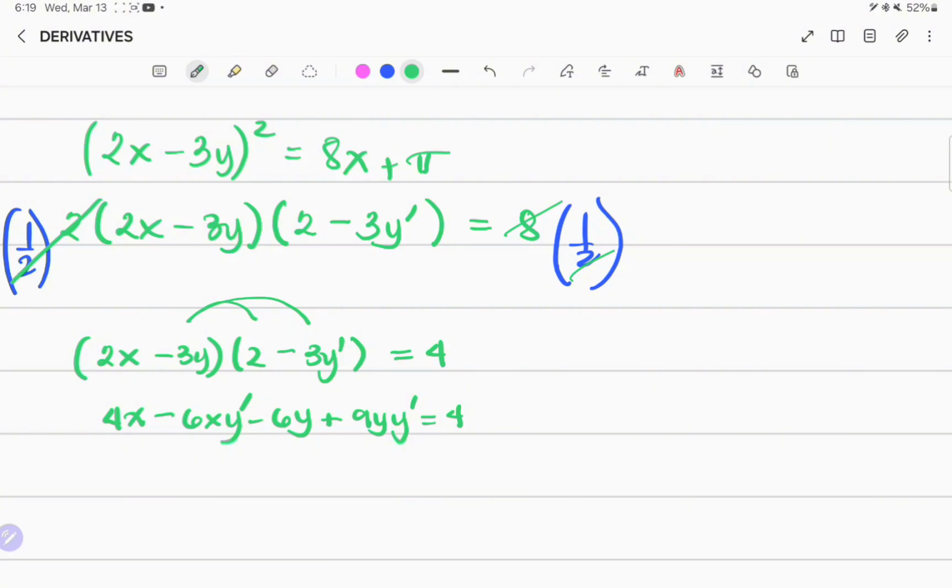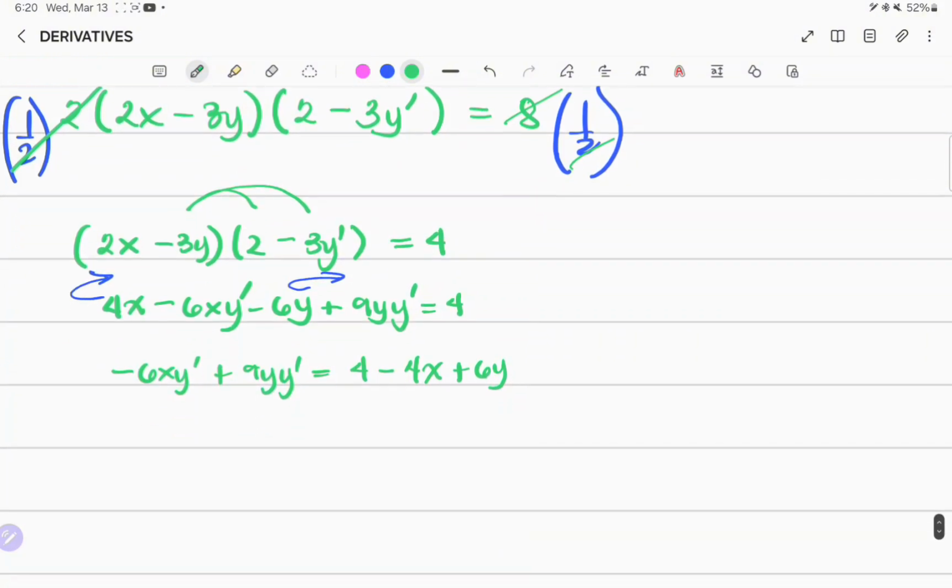Now we have to isolate y prime by grouping them on one side of the equation. In this case, let's group it on the left side. So it will become negative 6xy prime plus 9y prime equal to 4 minus 4x. By commutative property of equality, by addition, 4x and negative 6y will be written on the other side with an opposite operation. So as we continue, we have positive 6y.